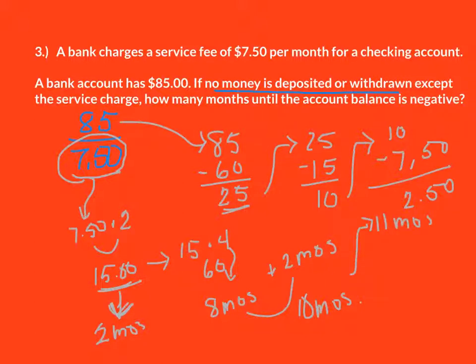Now 11 months in, I'm still in the positive, but if I take my $2.50 and I subtract another $7.50, that is going to give me negative $5. So in order to get there, it took a total of 11 months plus 1 more. So that took 12 months. So a year.